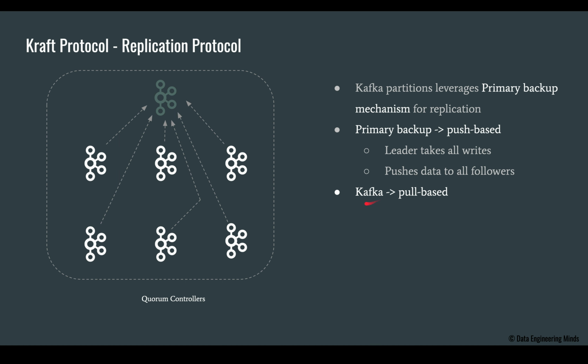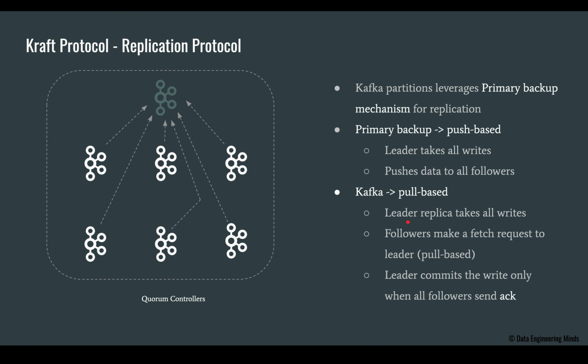In case of Kafka, Kafka also uses the concept of primary backup mechanism for replication, but it uses a pull-based method. That is, if a partition has multiple replicas, then the leader replica will take all the write operations, for example, writes coming from the producer applications. And then all the follower replicas will make a fetch request or read request to the leader, and then they will update their corresponding replicas. So in case of Kafka, the leader won't push the data to the followers. Instead, the followers will pull the data from the leader. Then the leader will consider the write operation as committed only when it receives an acknowledgement from all the followers.